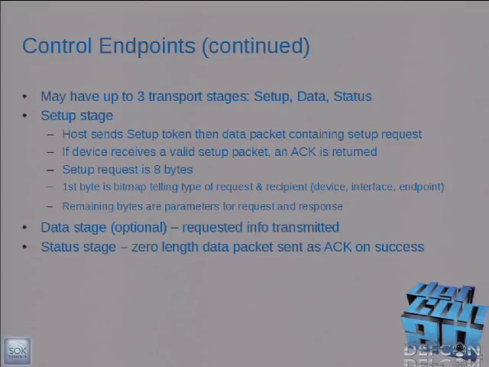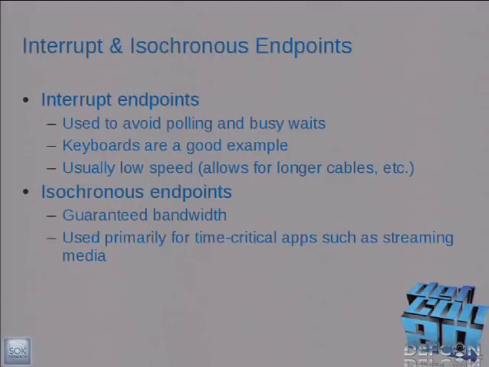All right, control endpoints. You got 3 stages in a control endpoint transfer. You have a setup stage. Hey, let's talk. Maybe a data stage, depending on the kind of communication, and then a status stage. In the status stage, you just send a zero length packet back that says, ACK, yeah, we're all good. So, interrupt and isochronous, I don't really want to talk about them, but just so you know what they are, interrupts are for infrequent communications, things like mouse, keyboard, stuff like that. Isochronous is good for streaming media, etc.